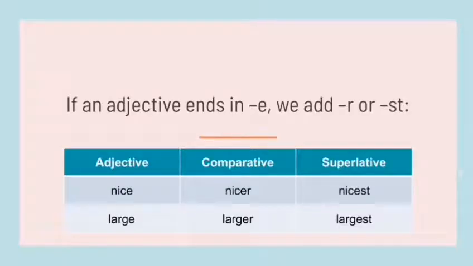Now, the second rule says, if an adjective ends in E, we add R or ST. And we have two adjectives as an example. Nice, the comparative form will be nicer, and the superlative form, nicest. She is nicer than the other girl. I am the nicest person of all. For large, the same happens: larger and largest.